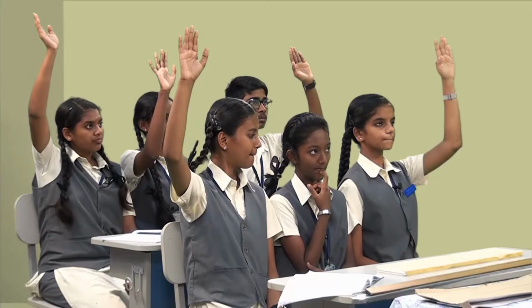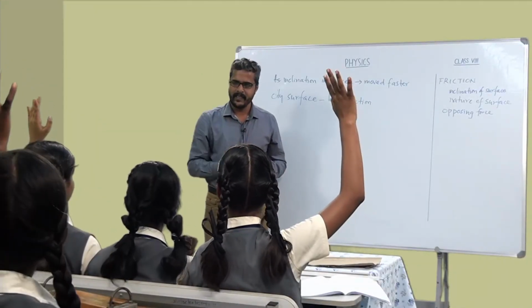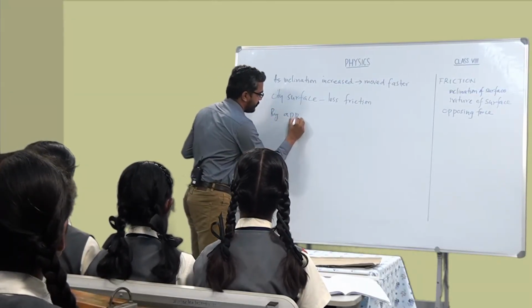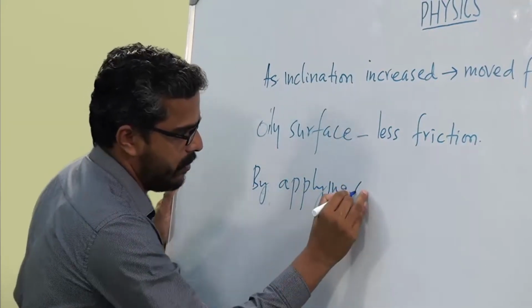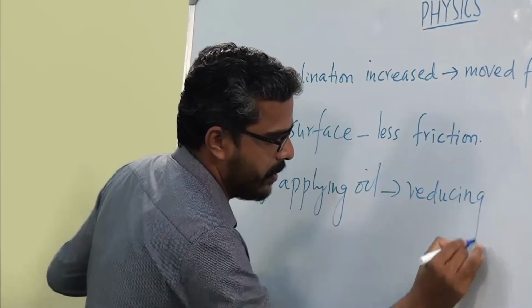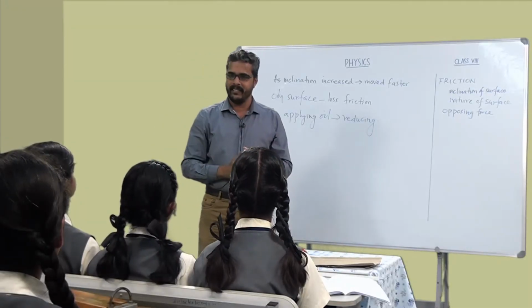Now, from these activities, whatever you have done, can you give me an answer, one method to reduce friction? Who will give the answer? Anybody? Shashi? Sir, by applying the oil. By applying the oil, you can reduce the friction. Fine. So, by applying oil, we can reduce friction. So, what exactly are we doing by applying oil?